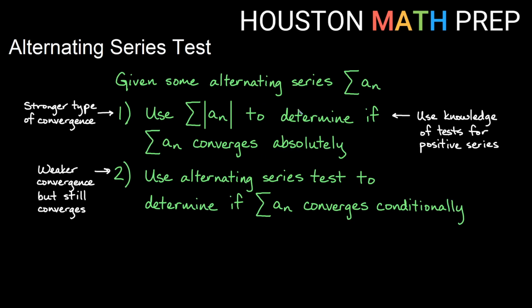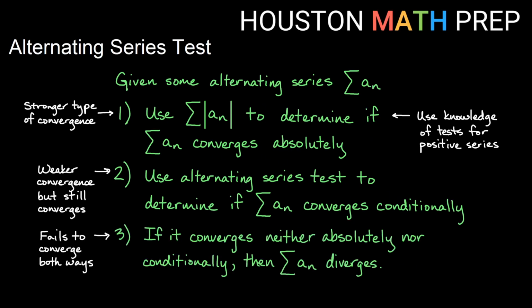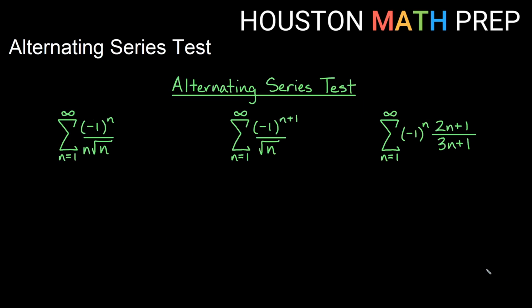If it fails to converge absolutely and then it fails to converge conditionally, the only thing we'll have left to say about it is that it fails to converge both ways, so our alternating series will simply diverge if it converges in neither of those ways. Let's look at several examples here.